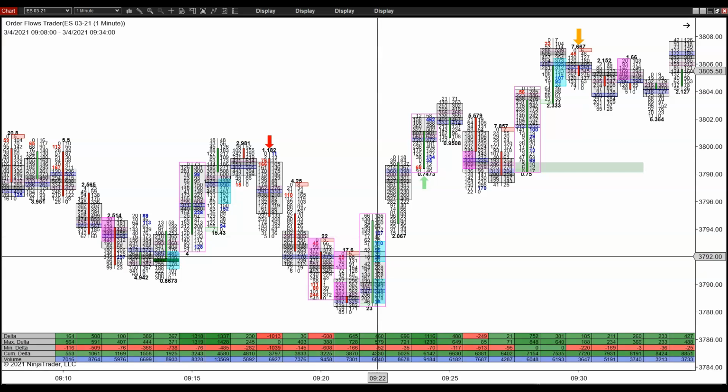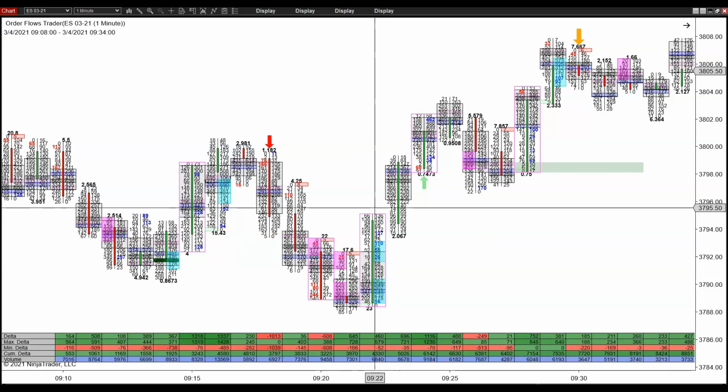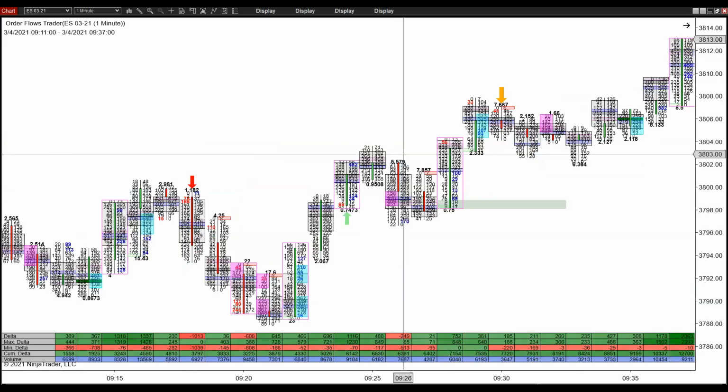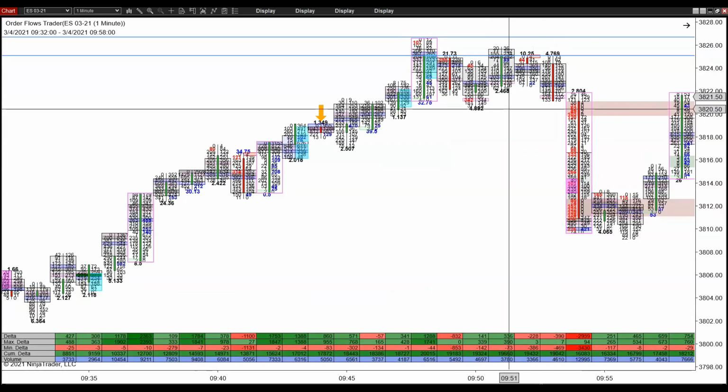Again, okay, I see the aggressive buying starting to come in, 645, 460. I've got the value area gap. I get long again, at 3,800. Now it's off to the races, all the way back up to 3,820.